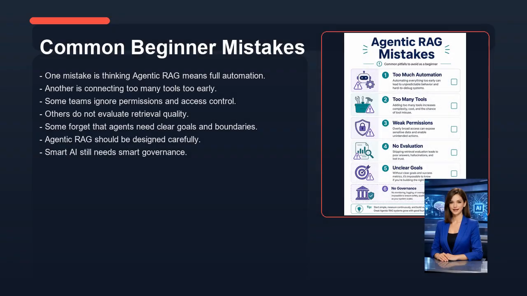Now let's look at common beginner mistakes. One mistake is thinking Agentic RAG means full automation. Another is connecting too many tools too early. Some teams ignore permissions and access control. Others do not evaluate retrieval quality. Some forget that agents need clear goals and boundaries. Agentic RAG should be designed carefully. Smart AI still needs smart governance.